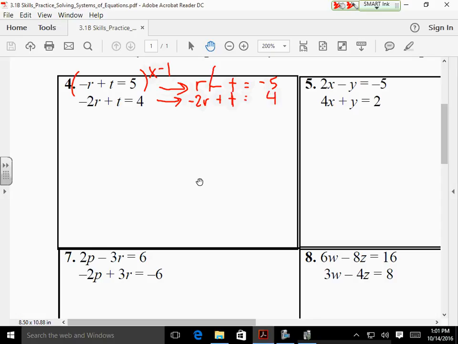So what I have here is the exact same coefficient, the exact same letter, but just opposite signs. So when I add them together, r minus 2r is a negative r, and t and a negative t becomes 0. This is what I need to happen in either the r's or the t's. One of the two variables has to zero out.